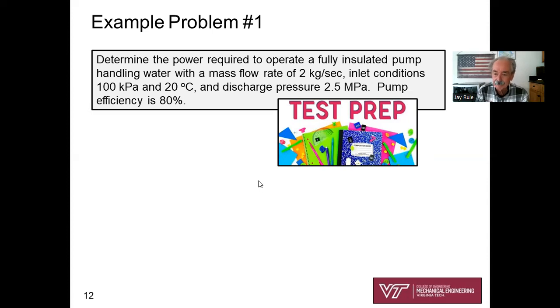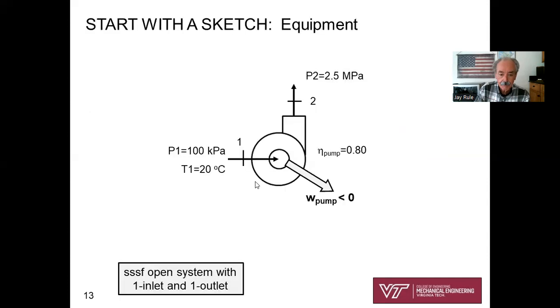100 kPa, atmospheric pressure, 20 degrees C. Sounds like tap water temperature. Discharge pressure of 2.5 megapascals. That's pretty high pressure, so that'll be a pretty high pressure delivery pump. And the pump efficiency is 80%. This is as straightforward as you can get for a pump analysis.